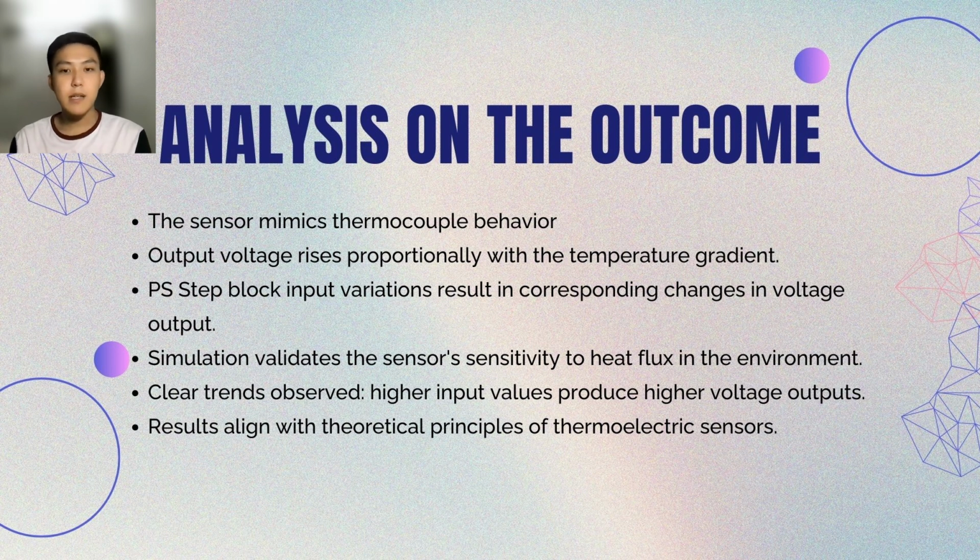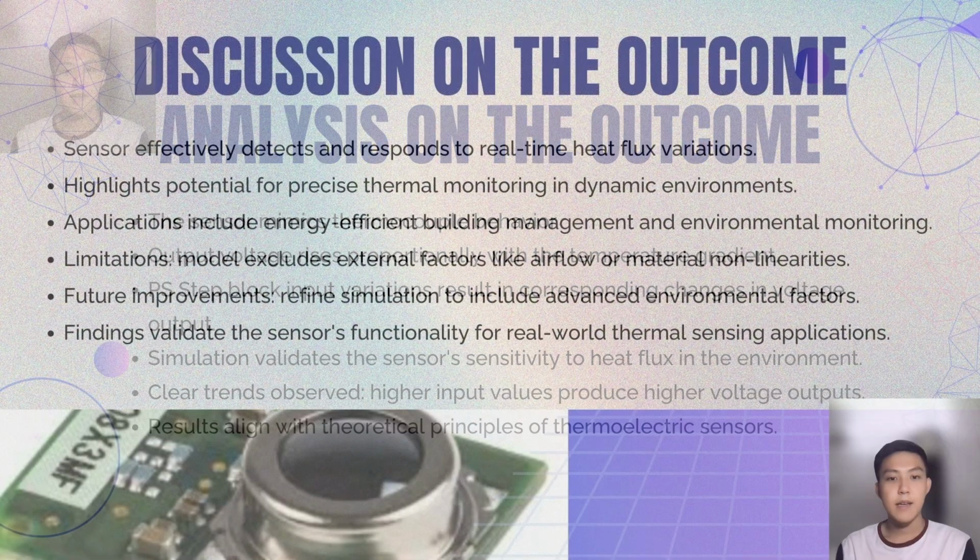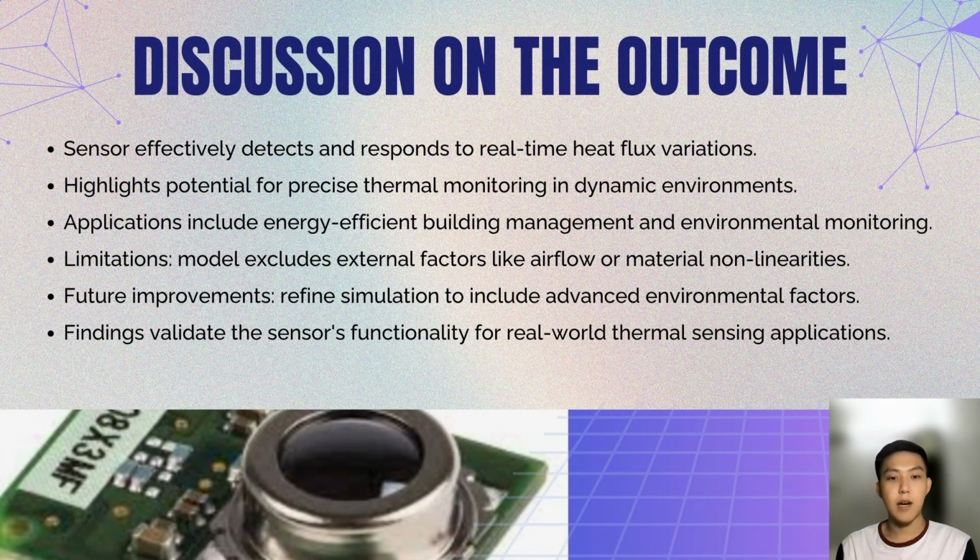Conversely, when the human leaves, the temperature drops. The sensor output decreases, turning the lights off. These results align with theoretical expectations and confirm the sensor's capability to dynamically respond to real-time temperature changes. Now, moving on to the discussion of the outcome, these findings highlight the sensor's potential for application in automated lighting systems and energy-efficient building management.